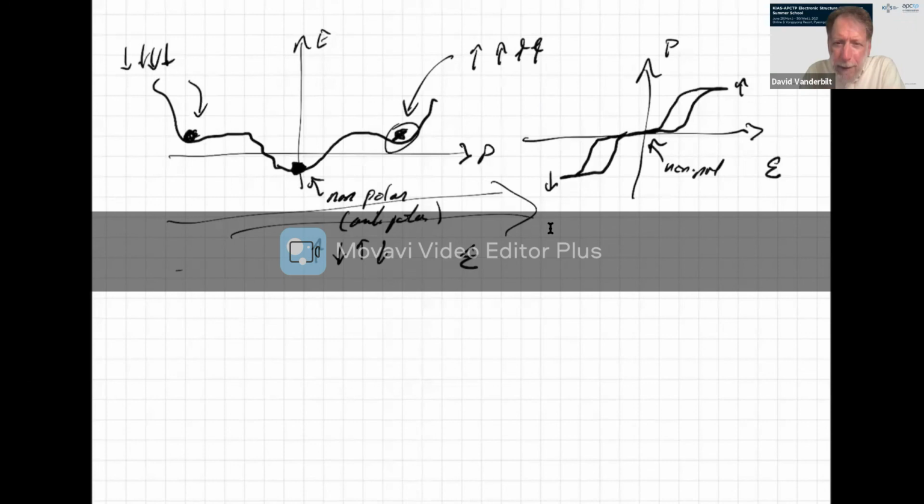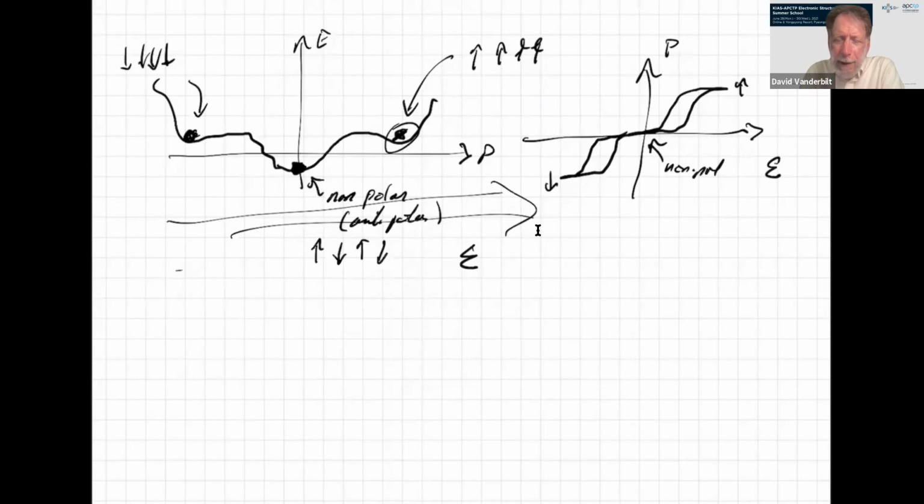Let's see, is there an antiferroelectric to paraelectric phase transition? No, lithium niobate does not have an antiferroelectric phase.